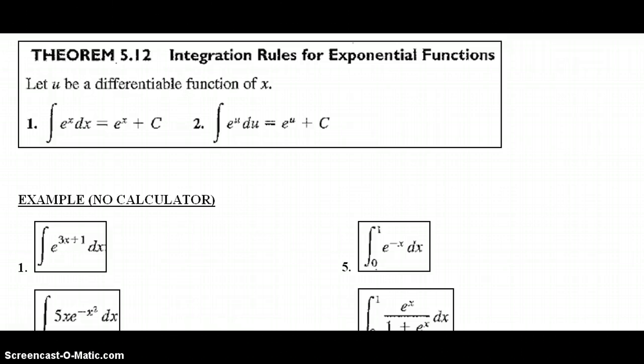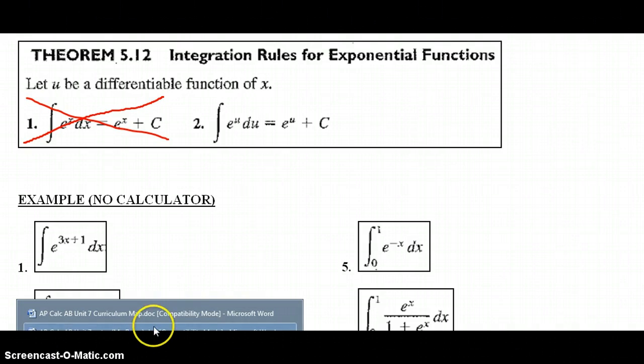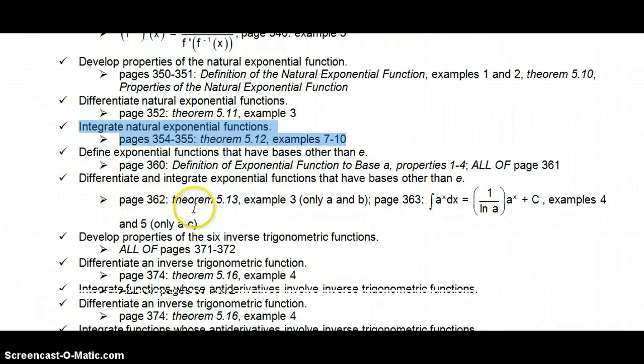Unfortunately, the reality is that we rarely will see just e raised to the x power. So in terms of usefulness, this is a rule that is rarely going to be used. Instead, the second rule, the integral of e to the u du equals e to the u plus c, is more realistic, and they look the same. But the difference is that in the second rule, u represents a function that is going to be more complex than just x.